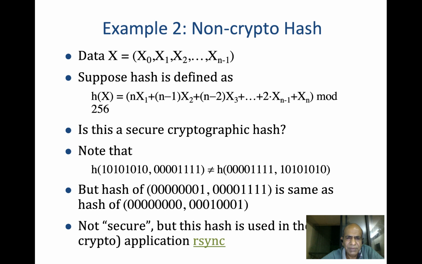Now similarly we can show here that the hash of 00000001 1111 is the same as the hash of another sequence which is 00000000 and 00010001. So it means that although it looks complex, this hash function is not secure. However, this hash function is still being used in many applications. Say rsync is one such application.